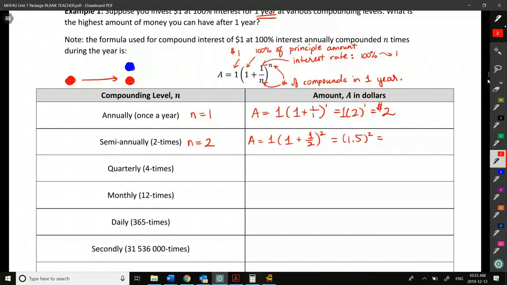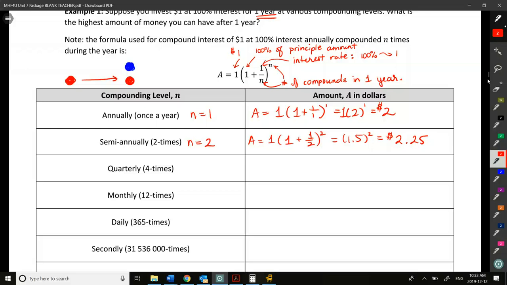What do we get? We're going to round to 2 decimals. Actually, no, we won't. We'll round a little bit more. 2.25. So now, if I compound twice a year, I have $2.25 at the end of that year. That's pretty good. So over the first little compound, I got a bit of extra money at that 6-month mark, and then at the end of the last set of 6 months, I had interest on that previous interest.